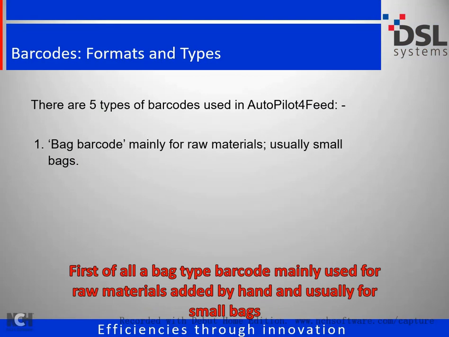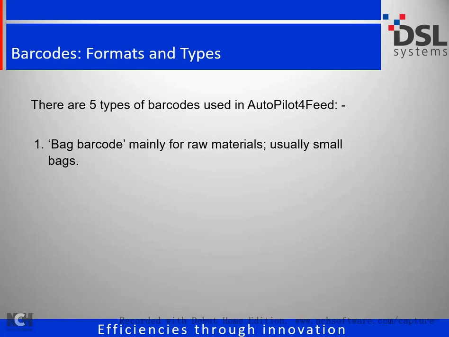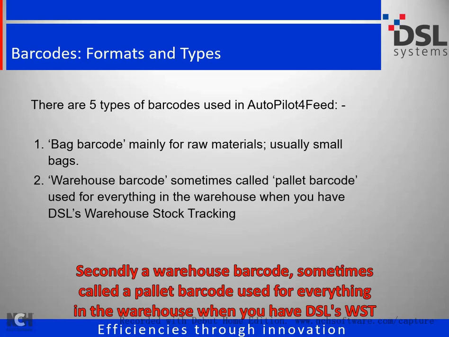First of all, what we call a bag barcode, mainly used for raw materials added by hand and usually in small bags. Secondly, what we call a warehouse barcode, sometimes we call it a pallet barcode, used for everything in the warehouse when you have DSL's warehouse stock tracking system.